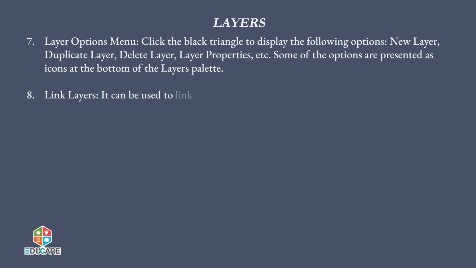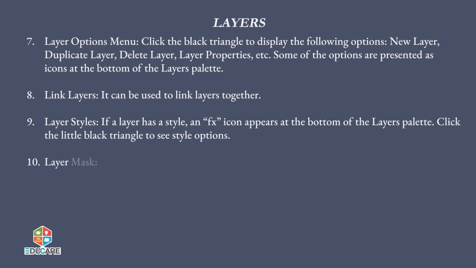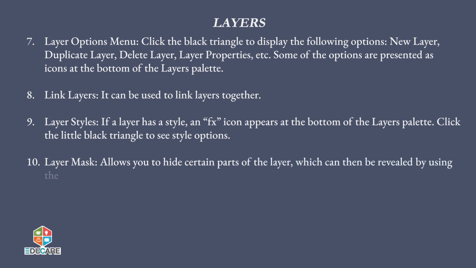Link layers. It can be used to link layers together. Layer styles. If a layer has a style, an FX icon appears at the bottom of the Layers palette. Click the little black triangle to see style options. Layer mask allows you to hide certain parts of the layer, which can then be revealed by using the paintbrush and the white paint color to expose portions of the layer.